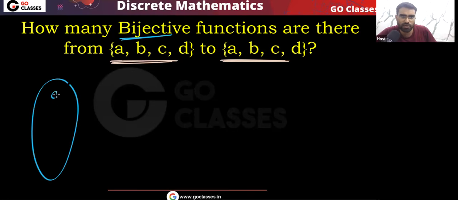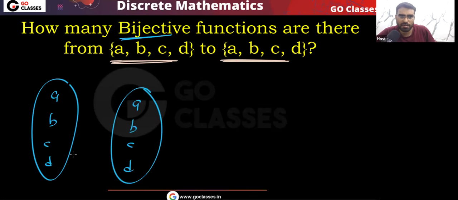Let's create the bijective function. A, B, C, D, A, B, C, D. Okay, I want to create a bijective function. How many choices for A? Let me know how many choices for A. There are 4 choices. Yes or no? We have 4 choices for A.